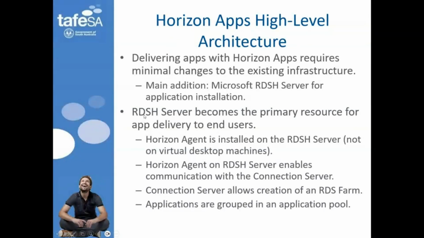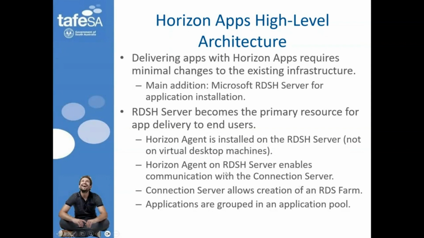Okay. So the remote desktop service host, or RDSH server, becomes the primary resource for app delivery for the end users. We install the Horizon agent. If you remember, the agent is additional software that gets installed onto the virtual machine, virtual desktop, or in this case, the RDSH server, which allows us to use the Horizon server to control them, to monitor them, to know they exist, and to use them when it's appropriate. Because the agent is that software that's communicating with the Horizon server, communicating back and forth and reporting back and so forth.